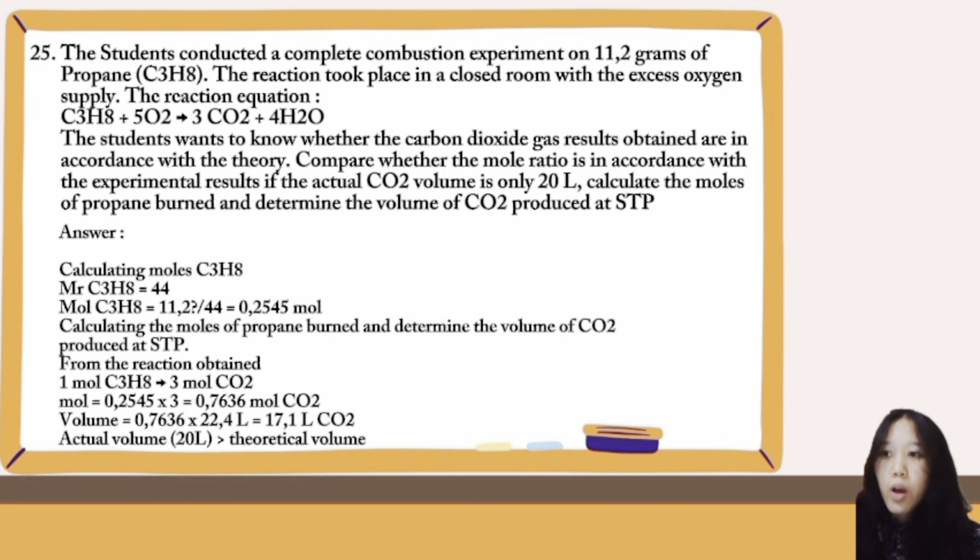So, the volume of carbon dioxide is 0.7636 multiplied by 22.4, which is equal to 17.1 liters of carbon dioxide. So, the actual volume of 20 liters is greater than the theoretical volume of 17.1 liters. So, a possibility is the effect of temperature and pressure that are not at STP conditions.